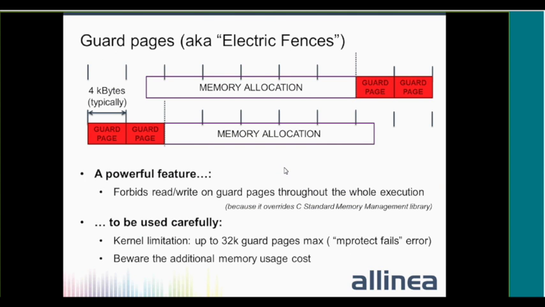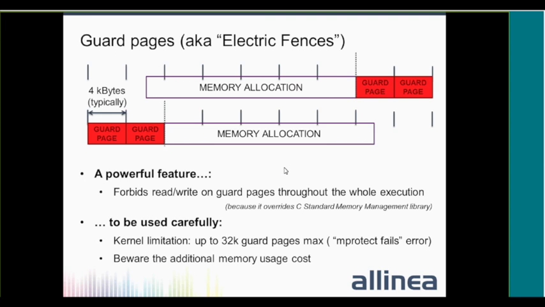The second important feature available in Allinea DDT is what we call the guard pages. So guard pages are a very powerful feature. When you create a memory allocation, you can choose to have forbidden red zones before or after the allocation. This means that every time your application reads or writes one of these guard pages, the application will stop immediately. And DDT will tell you specifically you have done a memory overflow or underflow.